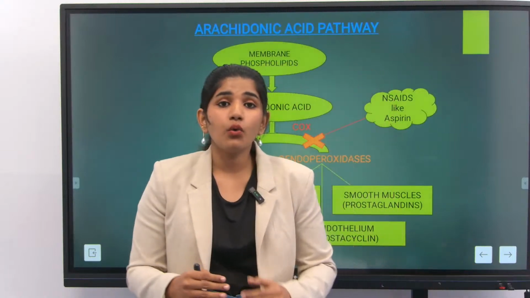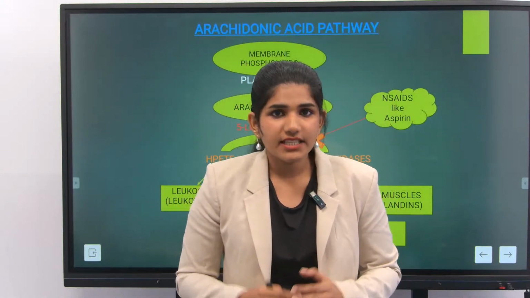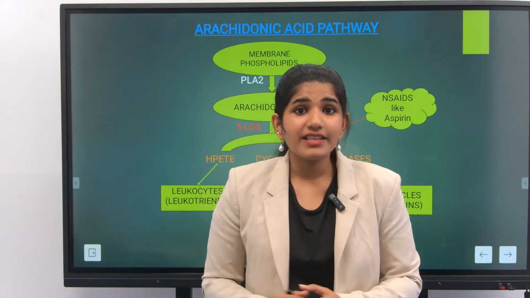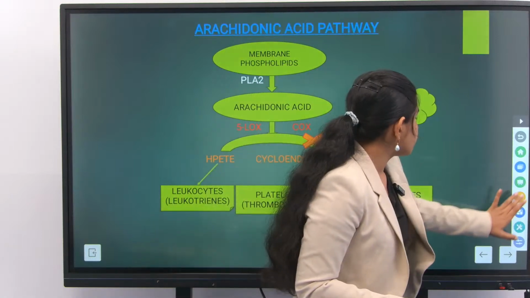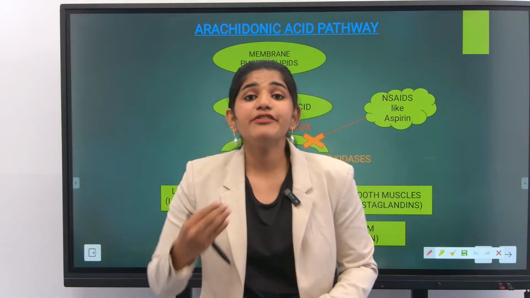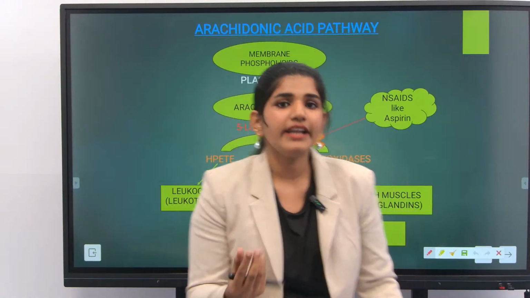Next, we can go to an important pathway, that is the arachidonic acid pathway. What is the arachidonic acid pathway? Arachidonic acid pathway is actually an inflammatory pathway. So, how are these inflammatory pathways happening? Let's look at it.